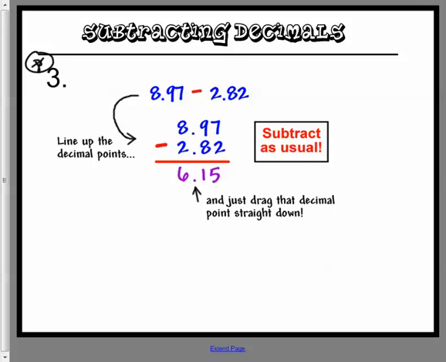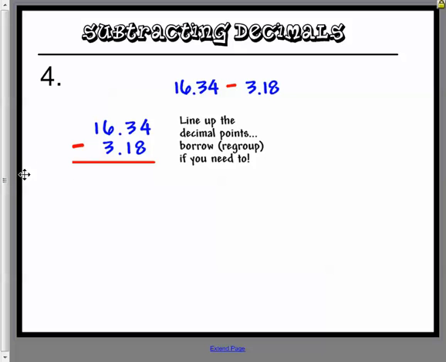Okay, let's look at another one. I want you to try this one, and I'll be back in just a second to show you what I did. Don't forget to line up the decimal points and borrow and regroup if you need to. Okay, so here we go. If I look at 16 and 34 hundredths, and I'm trying to subtract 3 and 18 hundredths, I'm looking at the hundredths place first. 8 cannot be subtracted from 4. So I have to borrow from the 3 and make these 2 tenths and make this 14 hundredths.